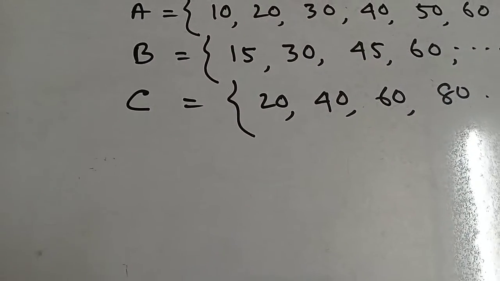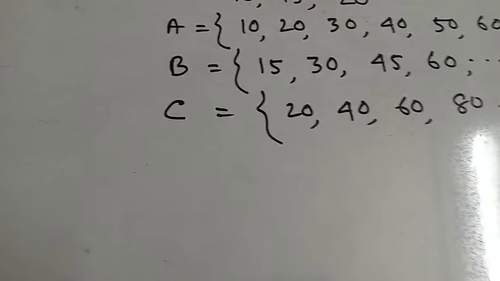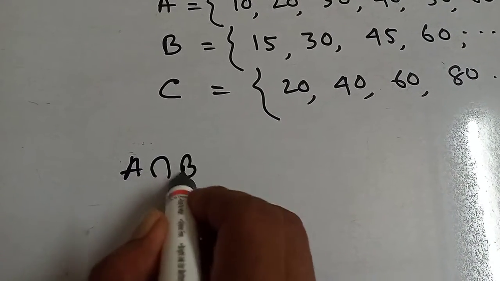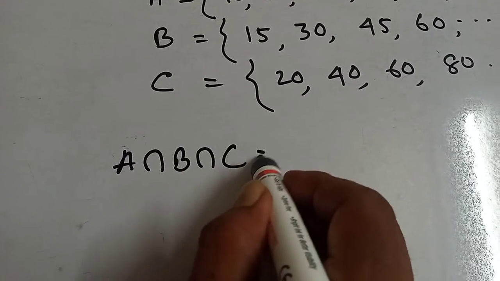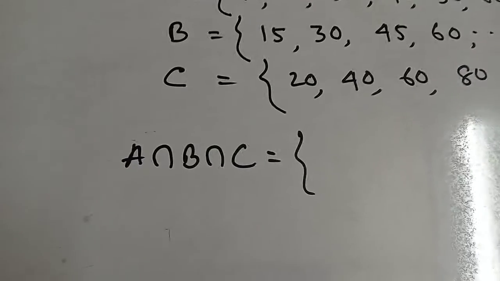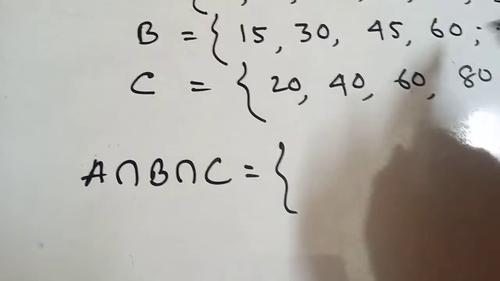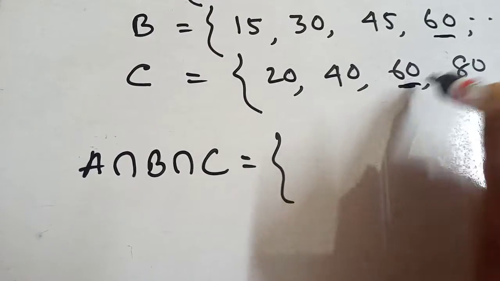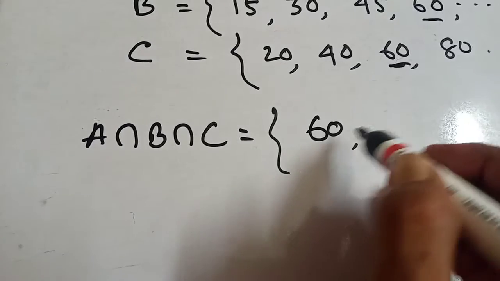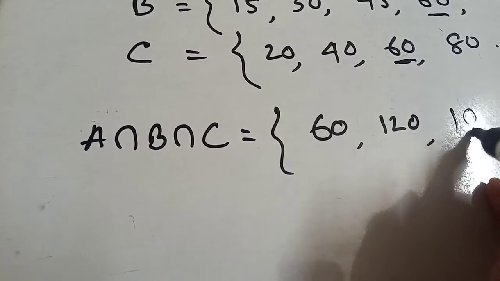Now, A is the set, B is the set, and C is the set. Now, A intersection B intersection C. Write the common multiple. Here is the common multiple: 60, 60, 60. 60 is the common multiple. Next will be 120, next 180.